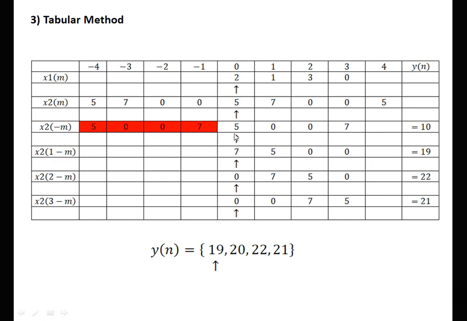1 minus m means similar to the previous example, shift the arrow to the left by 1, that is 7500. The signal becomes 7500. Corresponding element multiplication and addition. x2 of 2 minus m, shift the arrow to the left by 2 units, 1 and 2. The signal becomes 0750, 22. Next 3 minus m, shift the arrow to the left by 3 units, 1, 2 and 3. The signal becomes 0075, and after doing the calculation we are getting the final answer as 21, 19, 20, 22 and 21.